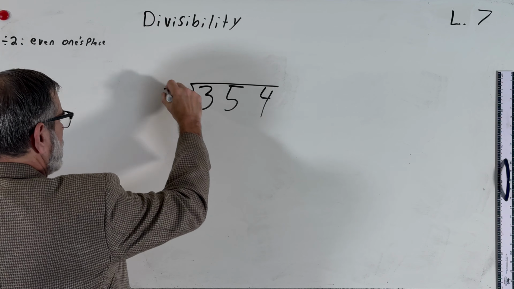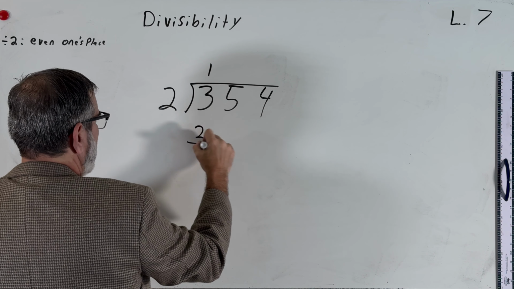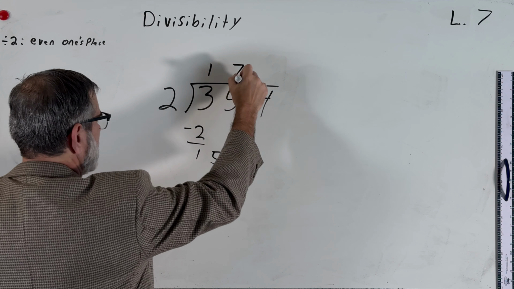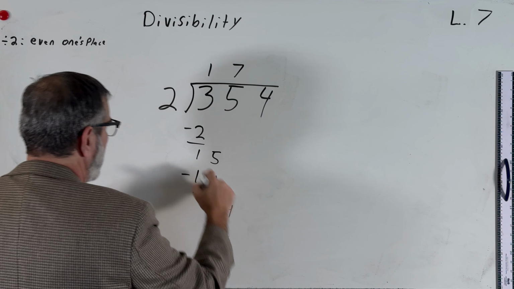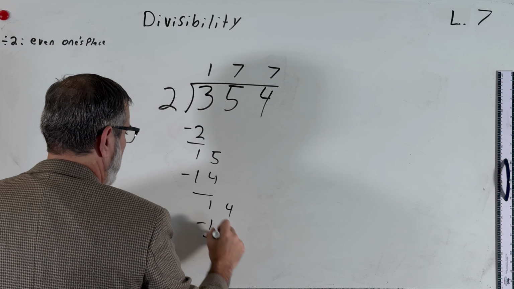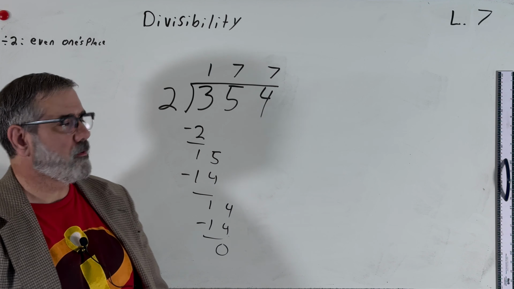So let's divide this by 2. 2 goes into 3 one time. 1 times 2 is 2. 3 minus 2 is 1. Drop down the 5. 2 goes into 15 7 times. 7 times 2 is 14. 15 minus 14 is 1. Drop down the next digit, 4. 2 goes into 14 7 times. 7 times 2 is 14. Remainder is 0, so 354 divided by 2 is 177.